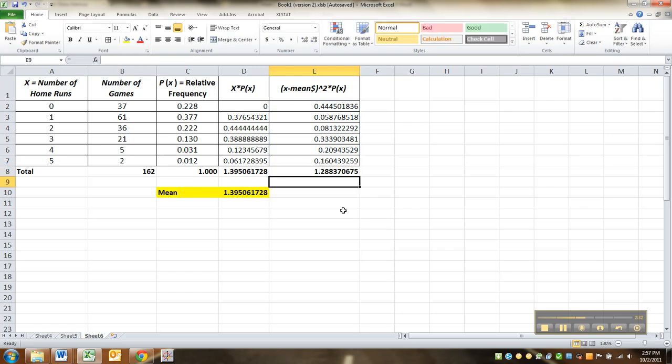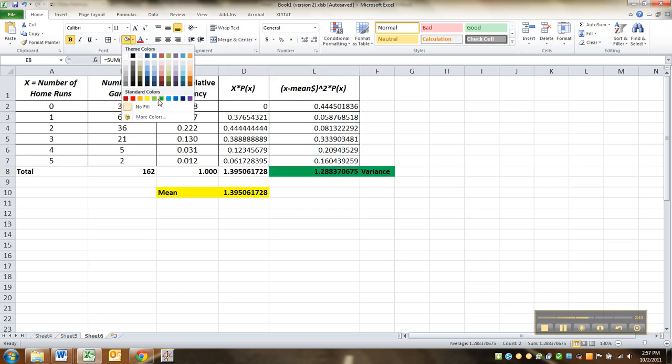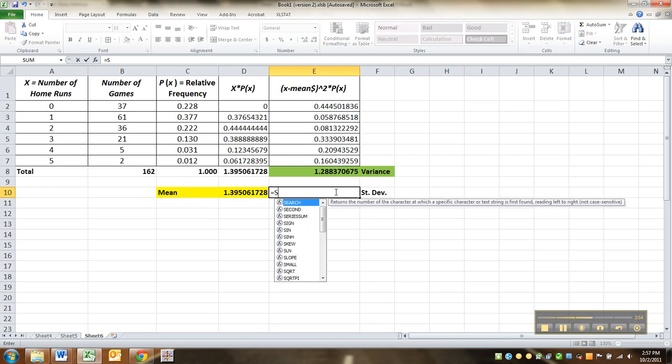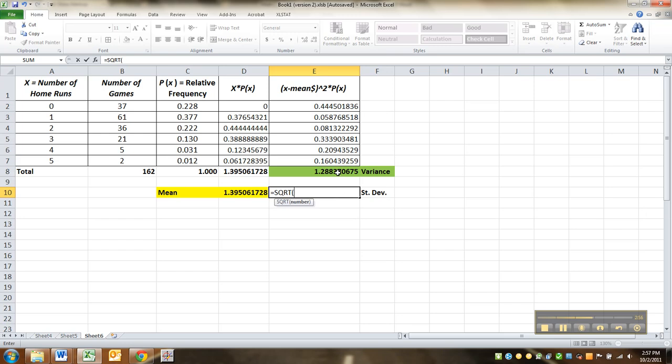Now, again, we don't need to bother with the whole division thing because we know that this is actually the variance. The reason we're not bothering is because we would just be dividing it by 1 anyway. And dividing by 1 doesn't really give you anything spectacular. Now, as for the standard deviation, it is equal to the square root. So you want to type equals SQRT of that variance.